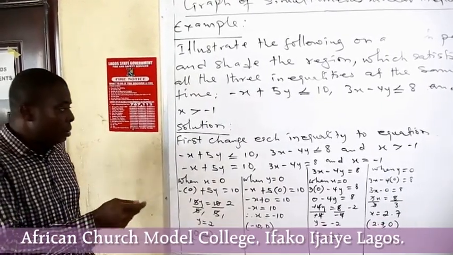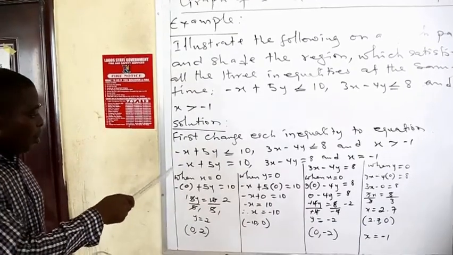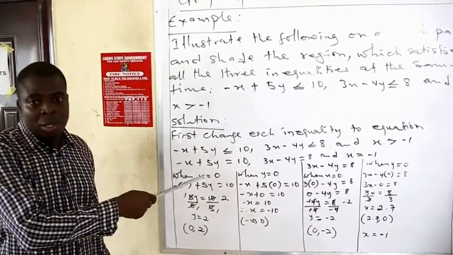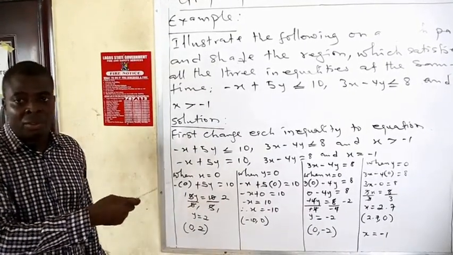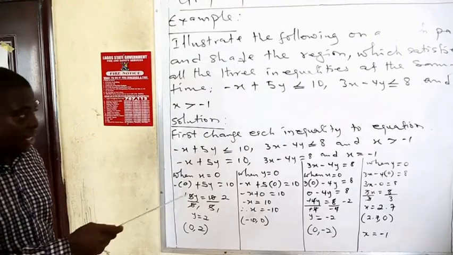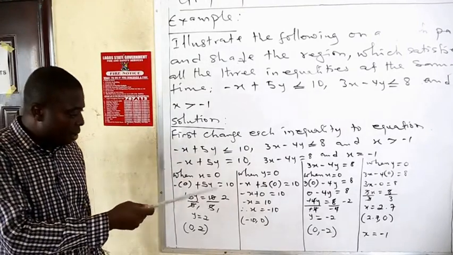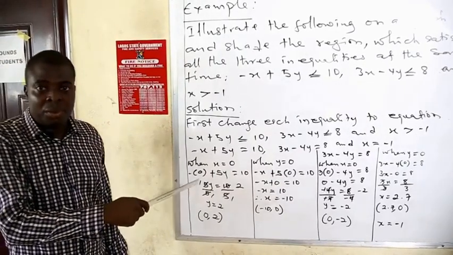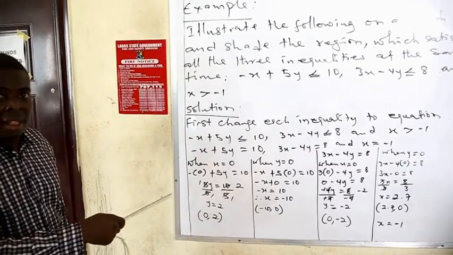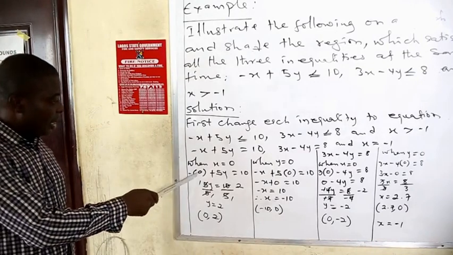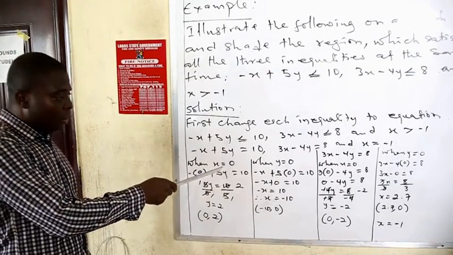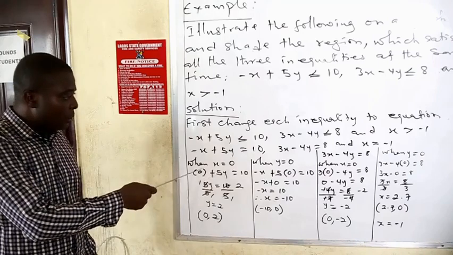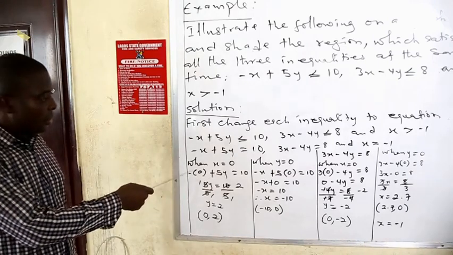Now, plotting the graph, we need the coordinates, that is the value of x and y at a particular point. To do that, we put x to be equal to 0 so as to get the value of y. Then we also put y to be equal to 0 to get the corresponding value of x. The first one, when x is equal to 0, we are going to substitute 0 into this equation.